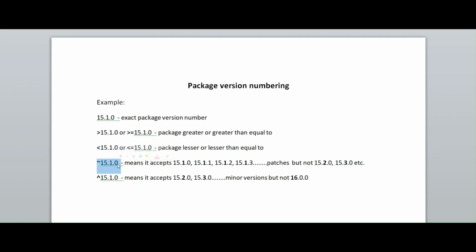Tilde 15.1.0 means it accepts versions 15.1.0, 15.1.1, 15.1.2, 15.1.3, and so on, but not 15.2.0 or 15.3.0, etc. And caret 15.1.0 means it accepts 15.2.0, 15.3.0, but not 16.0.0 or above. So whatever versions it accepts is below 16.0.0.